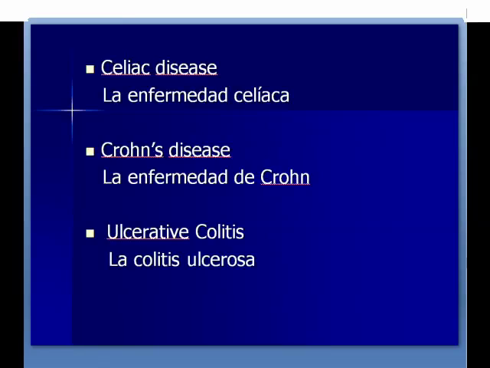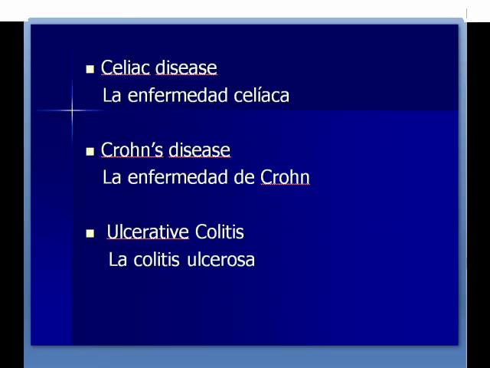Crohn's disease, la enfermedad de Crohn. Keeping in mind that there's no such thing as the apostrophe S in Spanish, so they say of someone. In this example, the disease of Crohn.